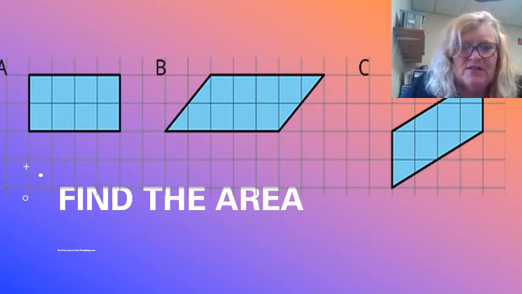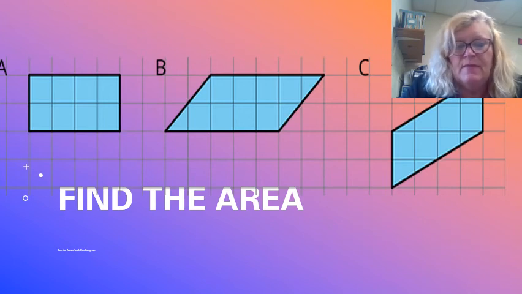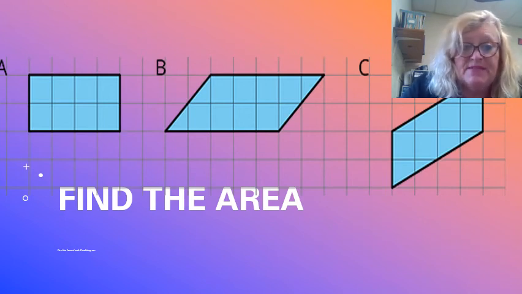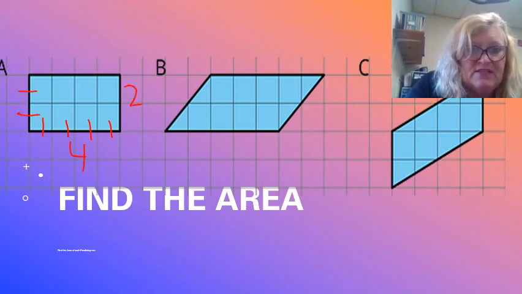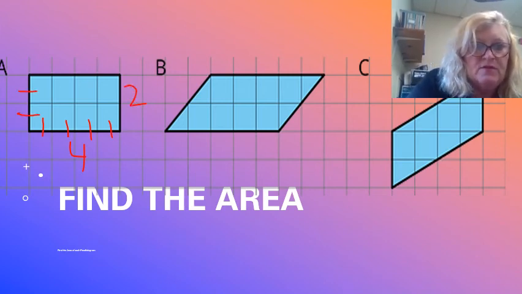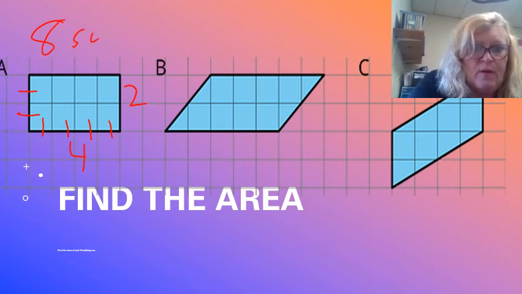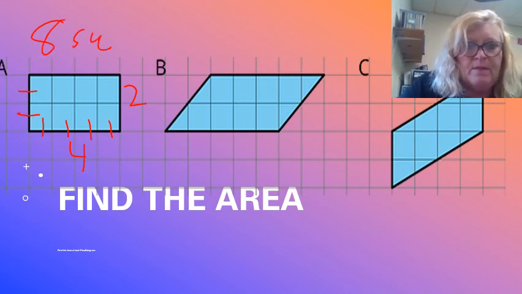All right, now let's do a little bit of practice with finding the area. Let's look at diagram A. We see a rectangle. I can look at it and count the squares and see the area is 8. But let's say we're going to use our formula, base times height. Let's find our base. Count 1, 2, 3, 4. So your base is 4. The height is perpendicular. We see it is 2. 4 times 2, 8 square units.